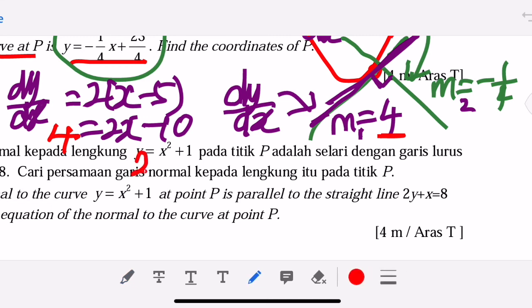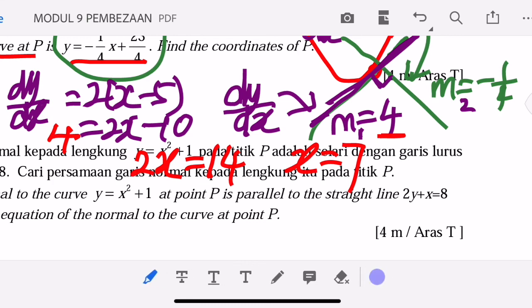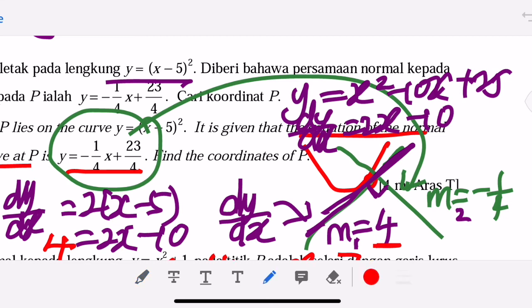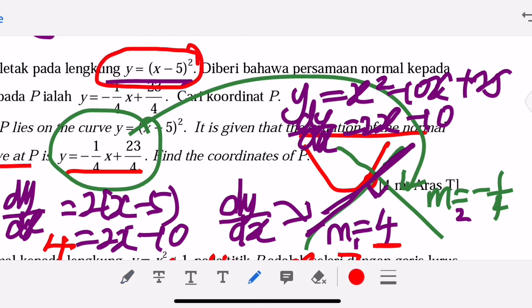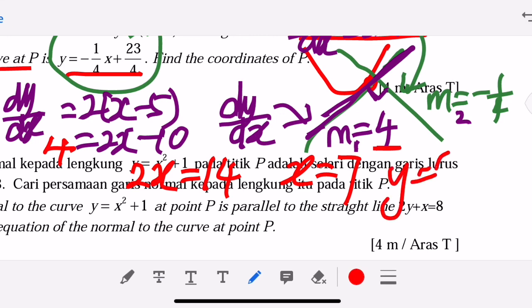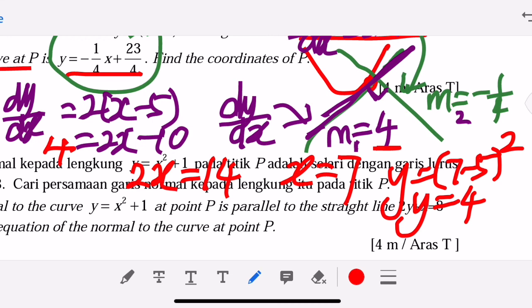So 2x equals 14, so x equals 7. You're asked to find the point P, right? So you have to substitute into the curve to find your y. This is the curve. So we substitute 7. So y is (7 minus 5) squared, so y is 4. That means the point P is (7, 4). Got it? Understand?